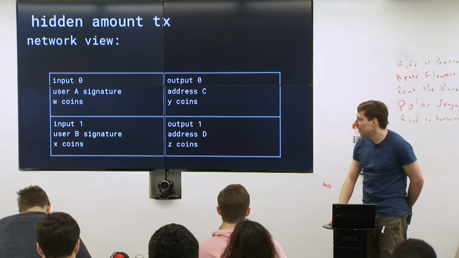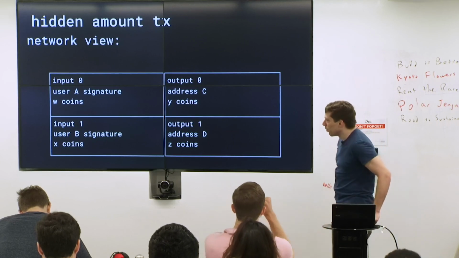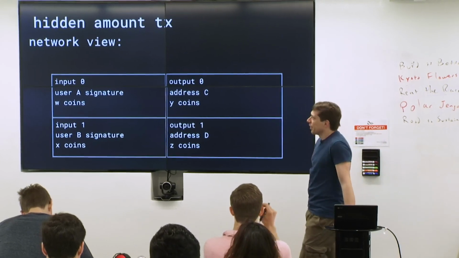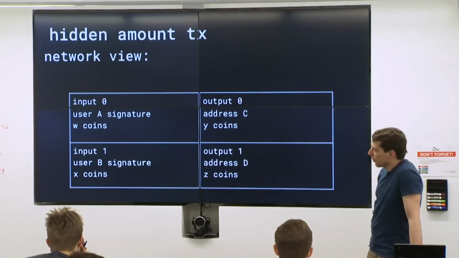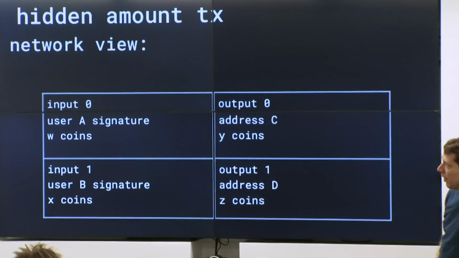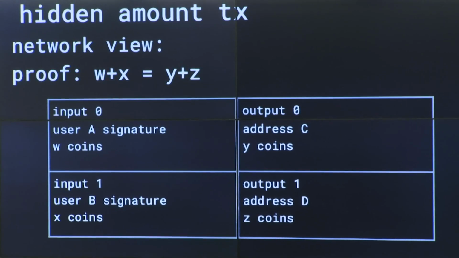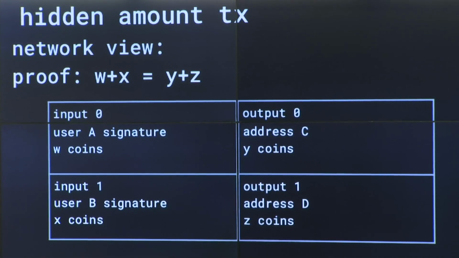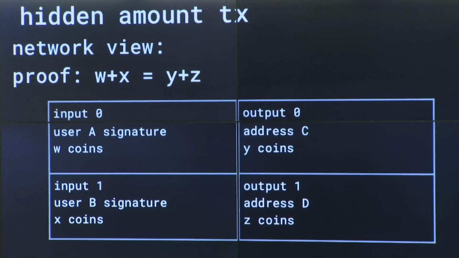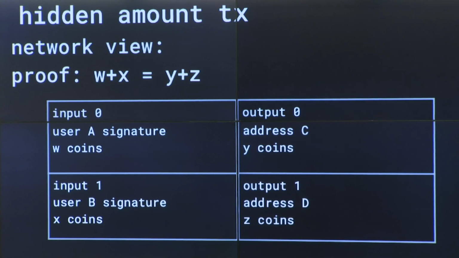Yeah, so wouldn't it be cool if we could do this, where the network sees, okay, there's W coins here, there's X coins here, there's Y coins here, there's Z coins here. And then we have a proof that W plus X equals Y plus Z, without telling you what W, X, Y, and Z are. Cool. Okay, let's do it. Any ideas?